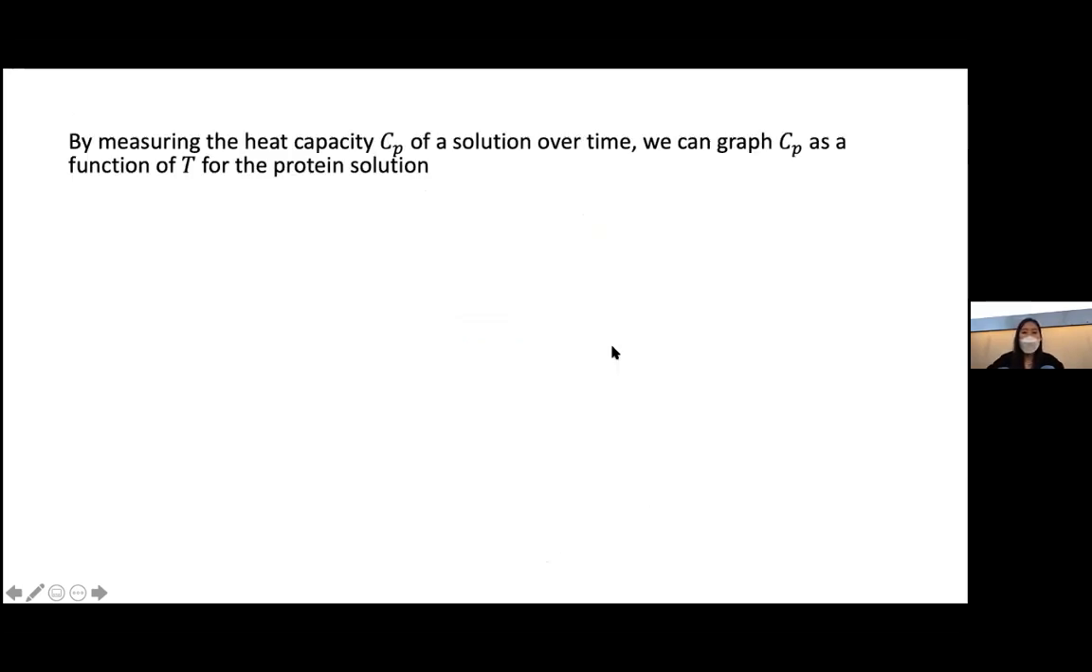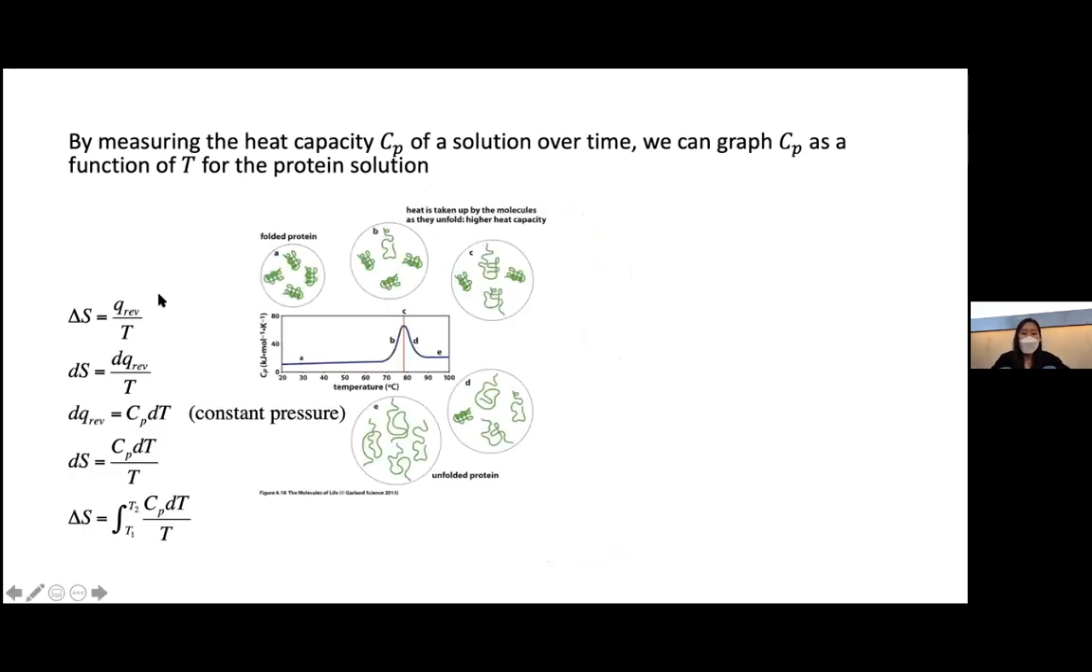And by measuring the heat capacity of a solution over time, we can graph heat capacity as a function of temperature for the protein solution. So what is being shown in this graph is that a protein solution is being heated gradually and the change in temperature is also being measured.